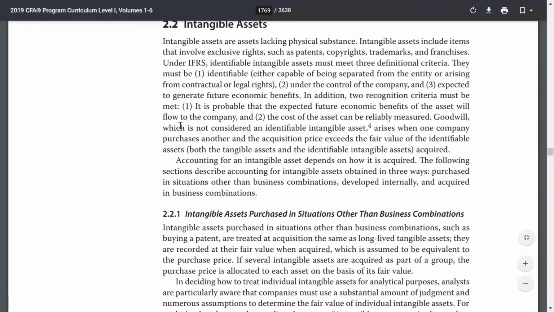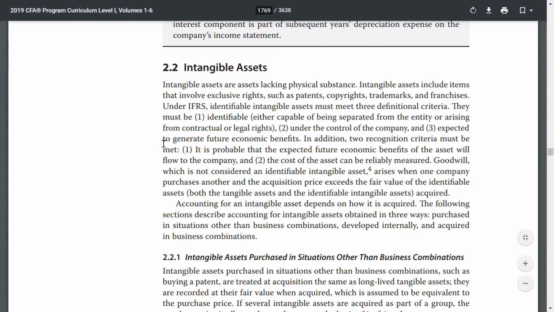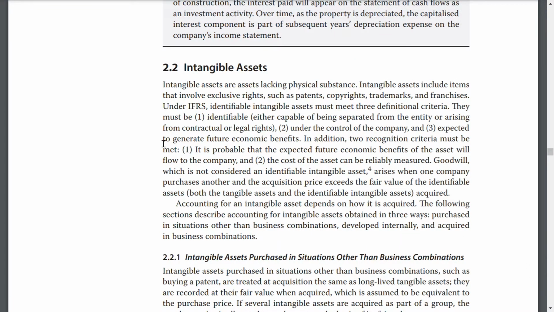Intangible assets. Intangible assets are assets lacking physical substance. Intangible assets include items that involve exclusive rights, such as patents, copyrights, trademarks, and franchises. Under IFRS, identifiable intangible assets must meet 3 defined criteria. They must be 1, identifiable, 2, under the control of the company, and 3, expected to generate future economic benefit.